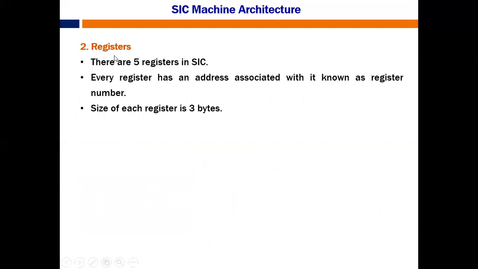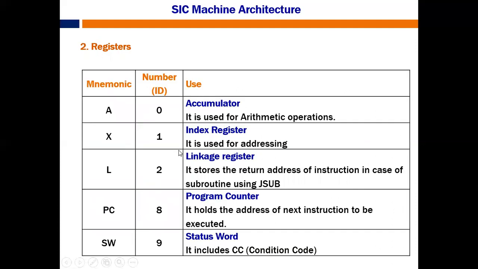The second one is registers. In SIC, we have 5 registers, and every register has an address associated with it known as register number. The size of each register is 3 bytes. Let us see the different registers we have. We have 5 registers here: A, X, L, PC and SW. Each register has a unique ID, we call it a number as well. The register A, which is nothing but the accumulator, its number is 0 and it is used for arithmetic operations.